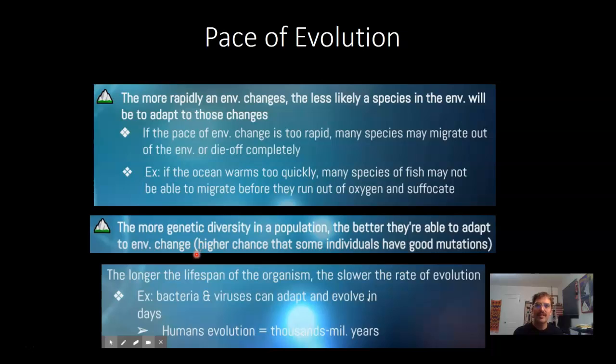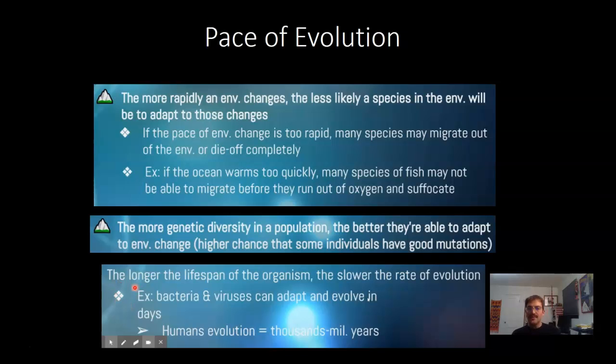A good example of this is the lizards that have blue tails here in Albuquerque. They're all females. They reproduce asexually, and they're all basically the same lizard. Their genetic diversity is extremely low. So if anything happened to them that they couldn't adapt to, they would die off very easily.